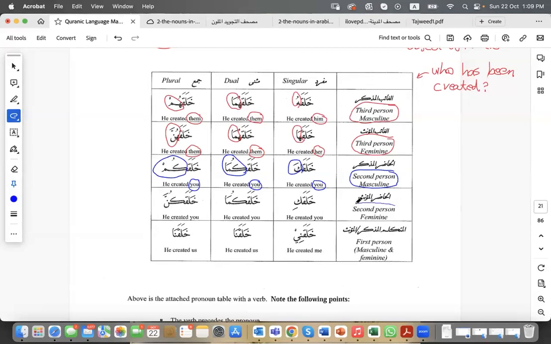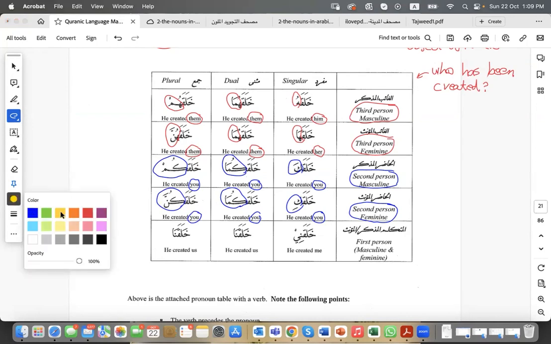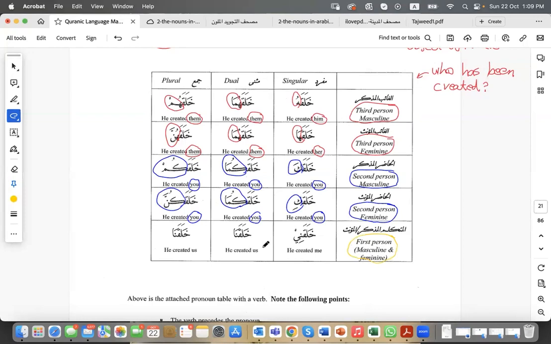طيب, what about second person feminine? Singular, كاف with a كسرة, خلقك. So he created you, but you are speaking to singular feminine. خلقكما again. He created you. You are speaking to dual feminine. خلقكن. He created you, but you are speaking to a group of ladies. And finally, we are now talking about first person, which does not have dual, does not have gender.